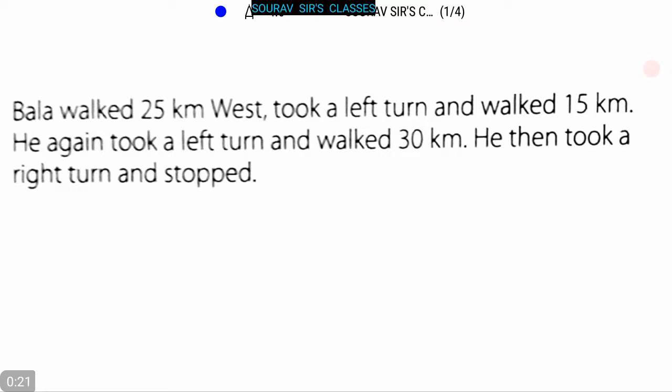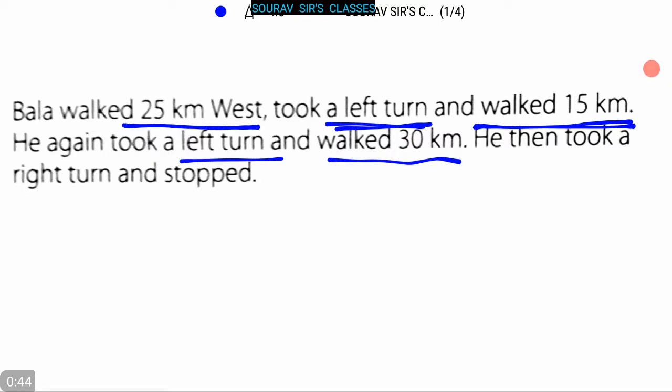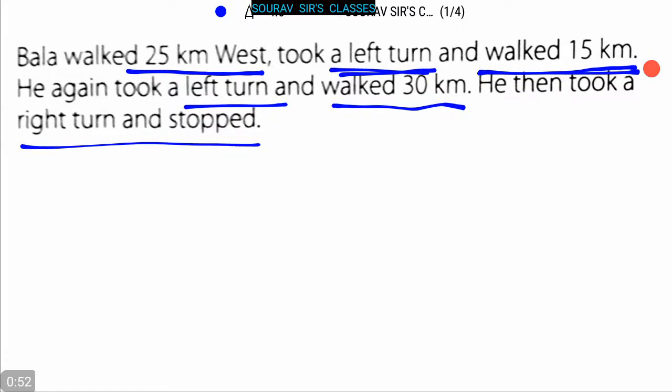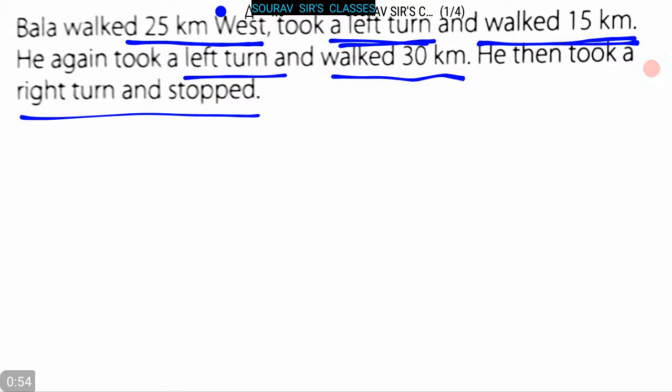Bala walked 25 km west, took a left turn and walked 15 km. So he started and then walked for 25 kilometers west and then took a left turn and walked for 15 kilometers. Again he took a left turn and walked for 30 kilometers. Then he took a right turn and stopped. So now at first let's make a movement diagram of his walk.